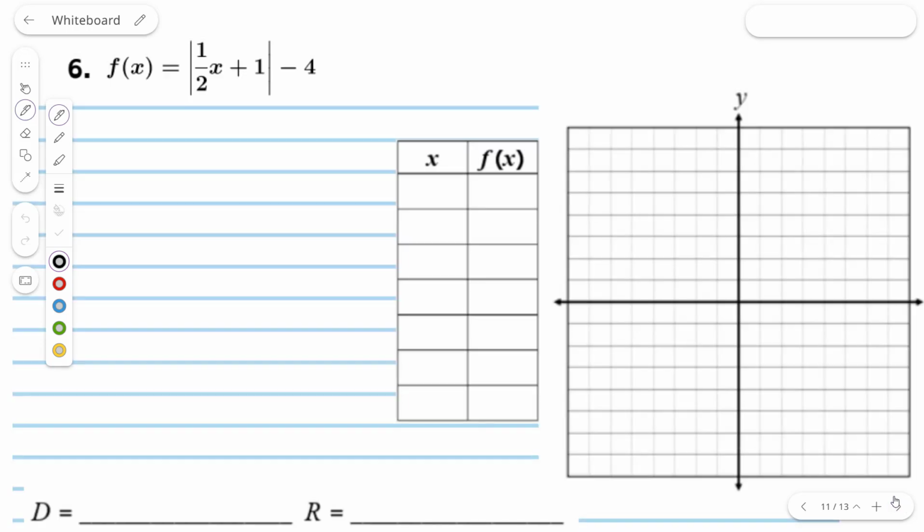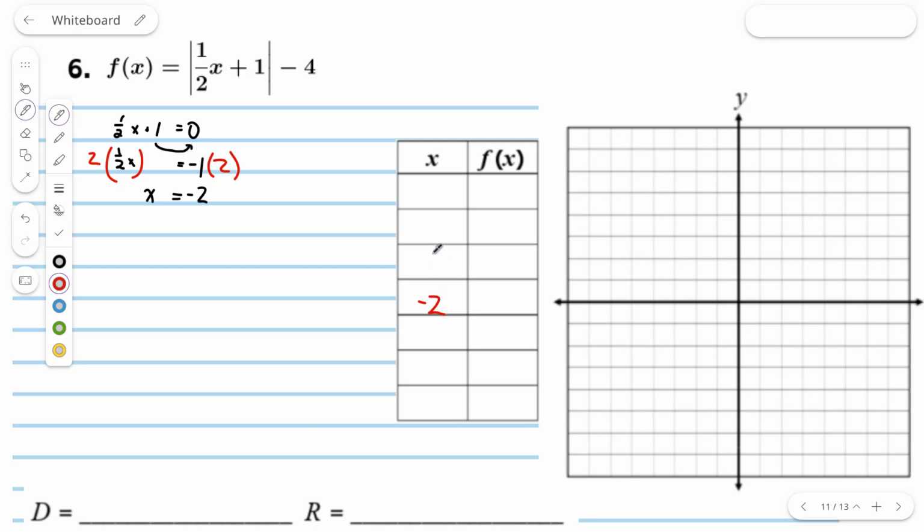And looking at this next graph, when I set my 1/2 x plus 1 equals to 0, we can solve for x by moving the 1 to the other side, so it becomes a -1. Let's get rid of the fraction. Multiply by 2. And so x is equal to -2. And so that is my starting point.